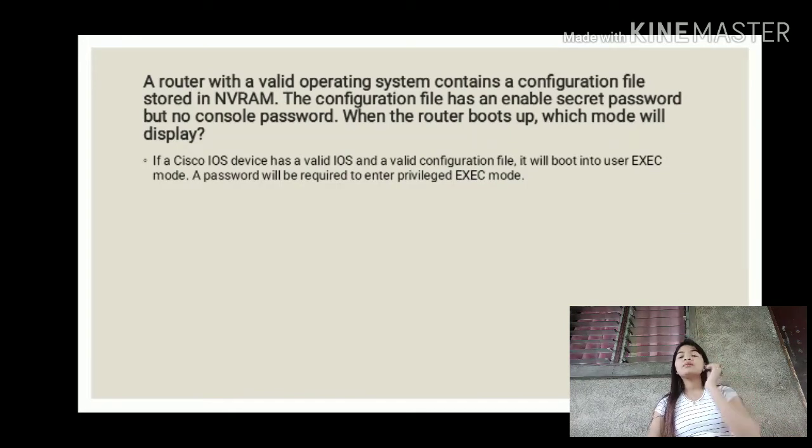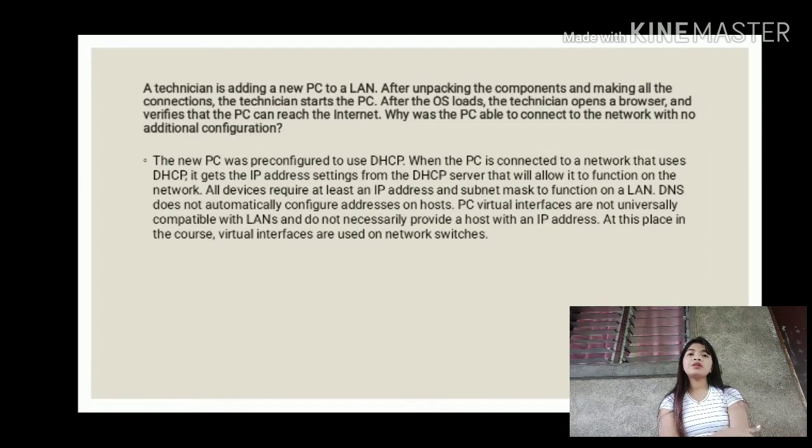A technician is adding a PC to a LAN. After unpacking the components and making all the connections, the technician starts the PC. After the OS loads, the technician opens a browser and verifies that the PC can reach the internet. Why was the PC able to connect to the network with no additional configuration? The PC was preconfigured to use DHCP. When the PC is connected to a network that uses DHCP, it gets the IP address settings from the DHCP server that will allow it to function on the network.